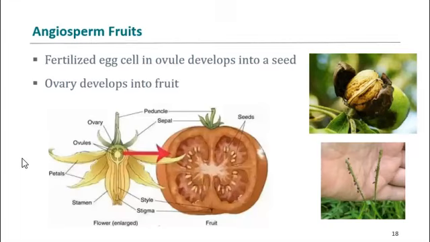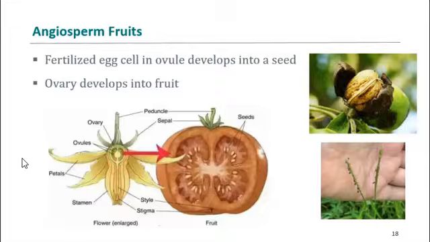Now, the images on the right are of some different types of fruits that you may not be familiar with. At the top there is a walnut. You may not think of a nut as a fruit, but it is. You have to think about anything that comes from a flower is a fruit. So anything that develops from a flower is a fruit. A lot of times what we call vegetables are actually fruits. When you think of peppers, we call them vegetables, but they're actually fruits.